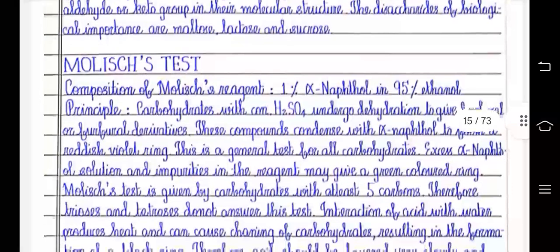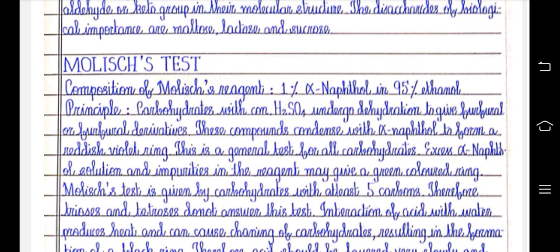First, we will be performing a Molisch test to identify the presence of a carbohydrate. Composition of Molisch reagent: 1% alpha naphthol in 95% ethanol. Principle: carbohydrates with concentrated H2SO4 undergo dehydration to give furfural or furfural derivatives. These compounds condense with alpha naphthol to form a reddish violet ring. This is a general test for all carbohydrates. Excess alpha naphthol solution and impurities in the reagent may give a green colored ring. Molisch test is given by carbohydrates with at least 5 carbons.